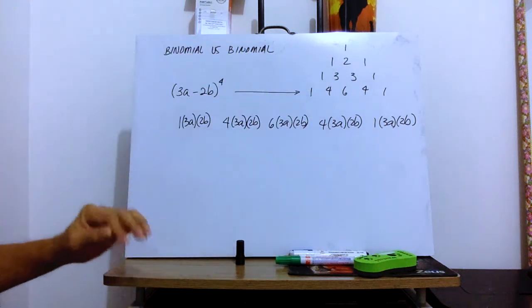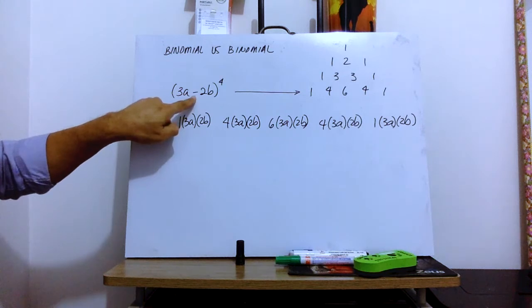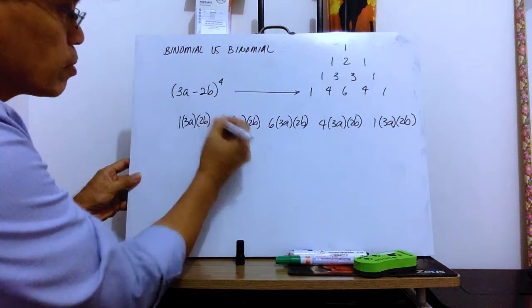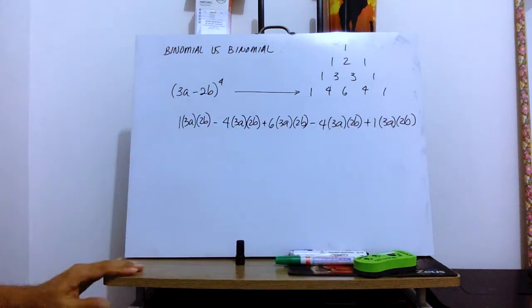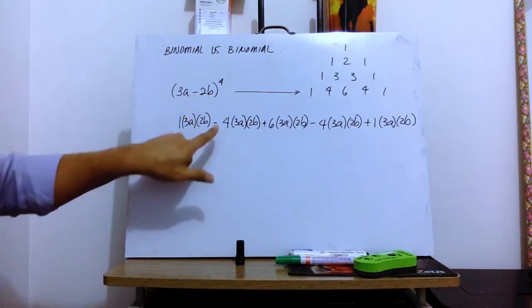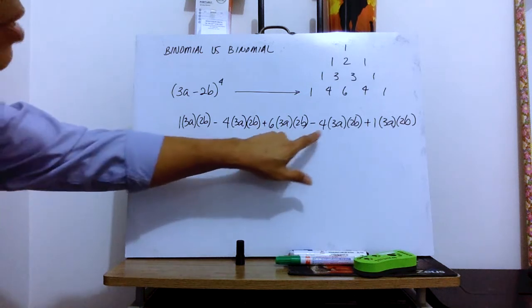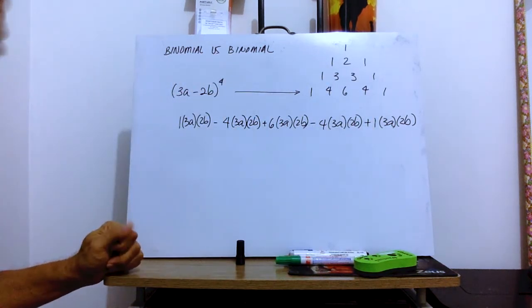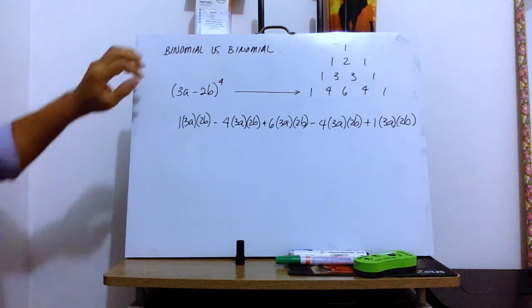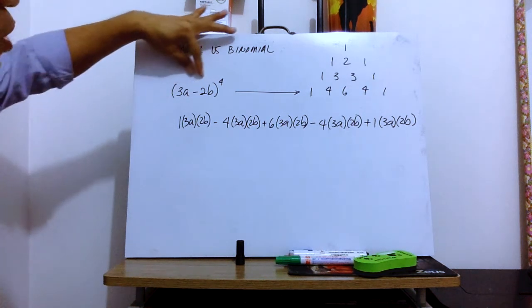Okay? Now, if that's minus, it's alternate. Start with minus, then plus, then minus, then plus. If it's plus, everything is plus. All right. Now, the first term is raised to 4.